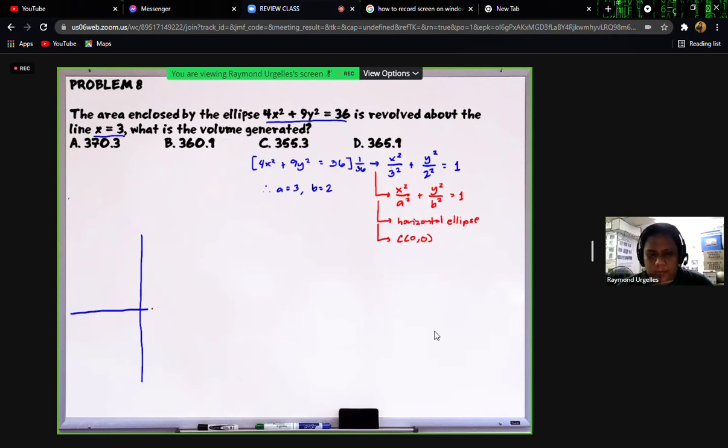Dito na lang siguro. Okay? So this is the y-axis. No? So then this is the x-axis. Okay? So this is the origin. Okay? So centered at the origin. So start tayo dun. Okay? So we have a center here.